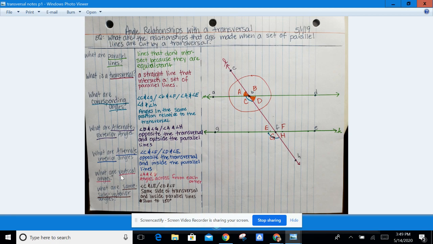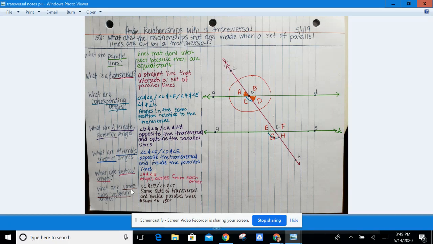Next, we have vertical angles. We should all remember vertical angles, right? They're across from each other. I had you guys hold up your V's: vertical angles are across from each other. Vertical angles have the same measure. So vertical is like A and D, right? They're across from each other. They have the same measure. B and C, F and G, E and H.